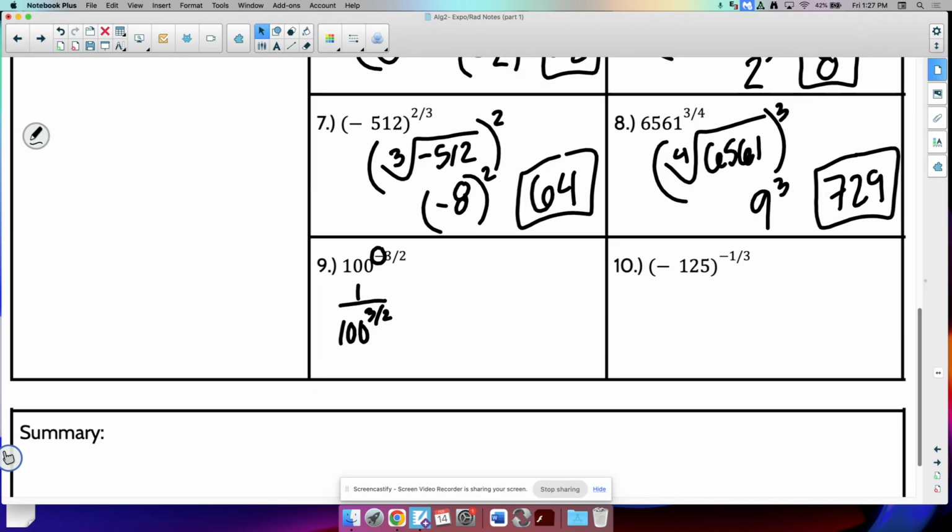So what type of radical are we being asked to do? Over 1 on top. What's our bottom number? So it's a square root of 100. What power? 3. So the fact that it was a -3/2 just means we're doing the exact same thing, it's just on the bottom. What's the square root of 100? What's 10 to the third? 1,000. So our final answer is just 1 over 1,000.